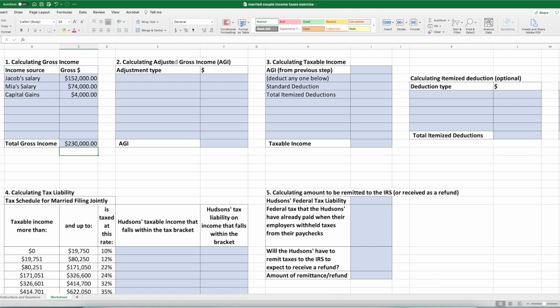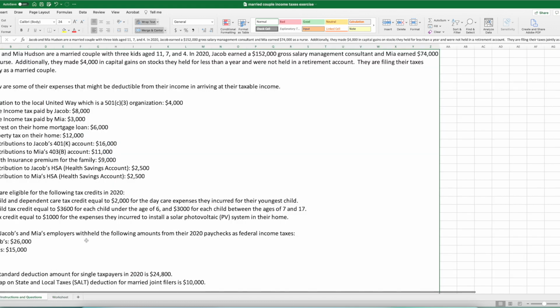Step number 2 is to calculate their adjusted gross income. So adjusted gross income is the gross income after making certain deductions for expenses that they have incurred. These deductions are permitted by law. They're specified by law, and they're called above-the-line deductions. And in class, we learned what those above-the-line deductions are.